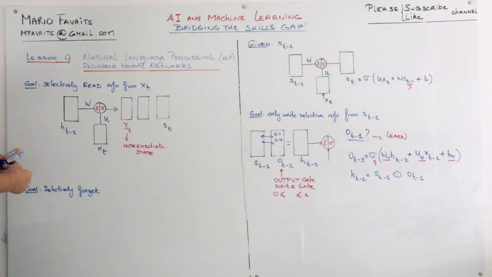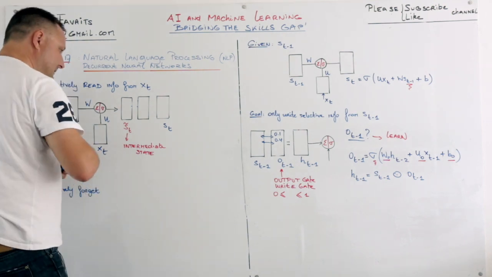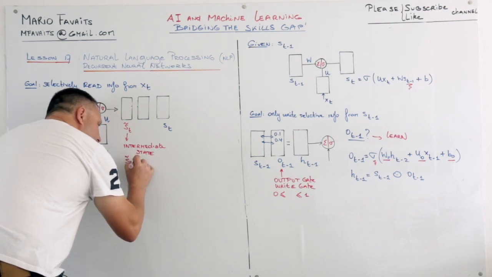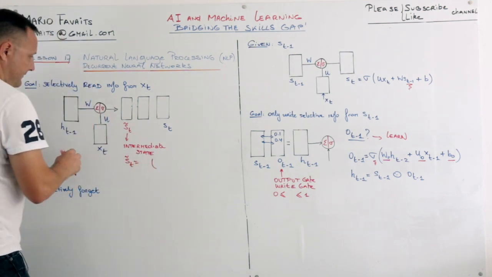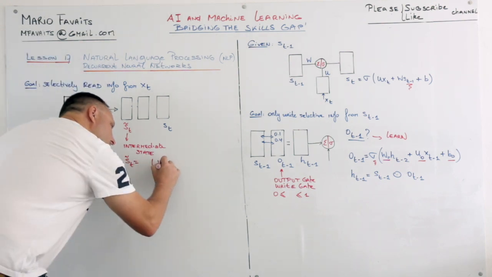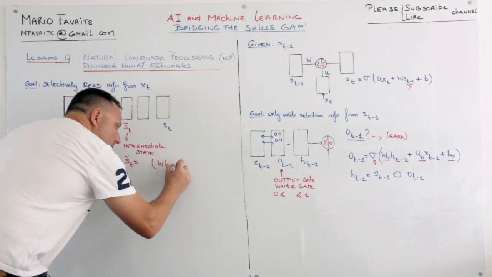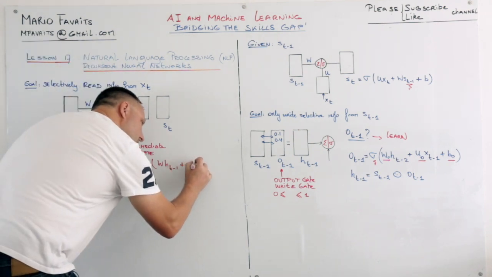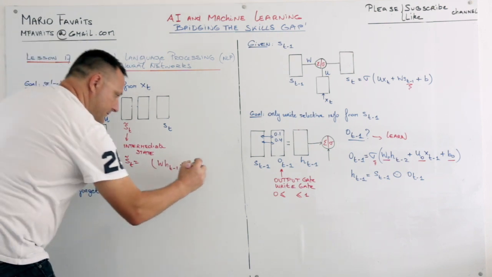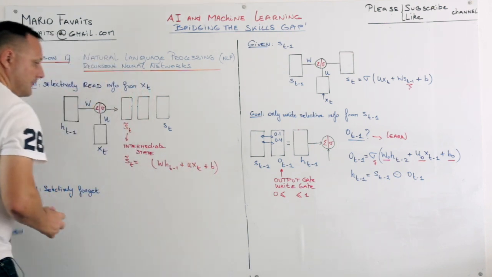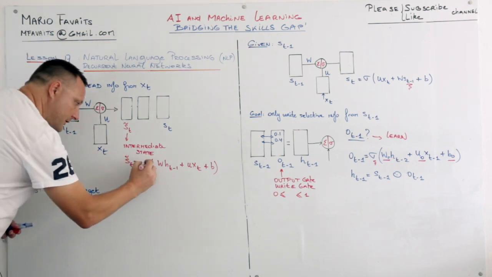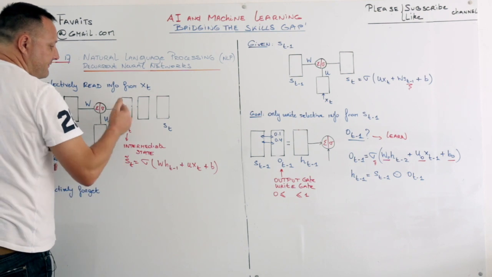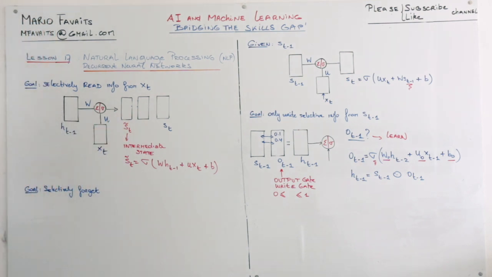Here the same thing. So your s tilde at time t equals w h t minus 1, and u times xt plus b bias, and we have a sigmoid here. Alright, so s tilde t is gonna have values between 0 and 1.